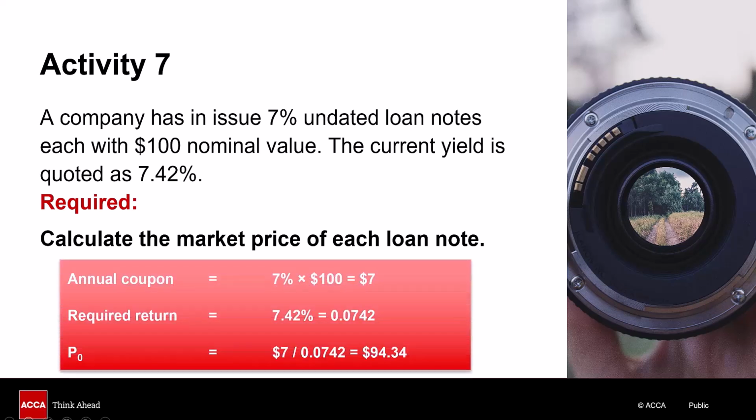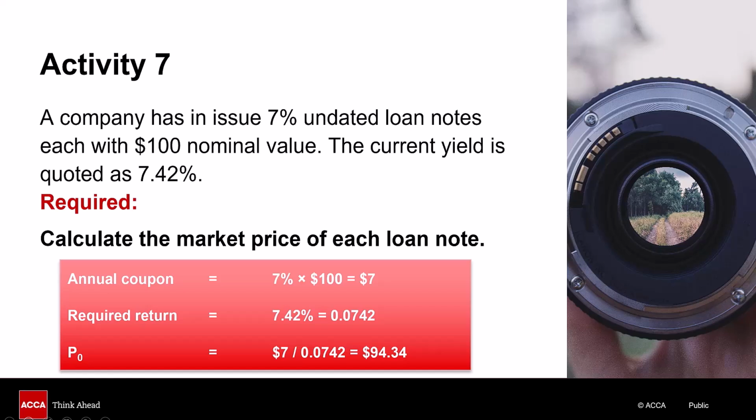So the formula will be the annual coupon in dollars, which will be 7% of that nominal value of 100, which is $7. That is then divided by that required return as a decimal, and we'll get 94.34 as the market price of each loan note.